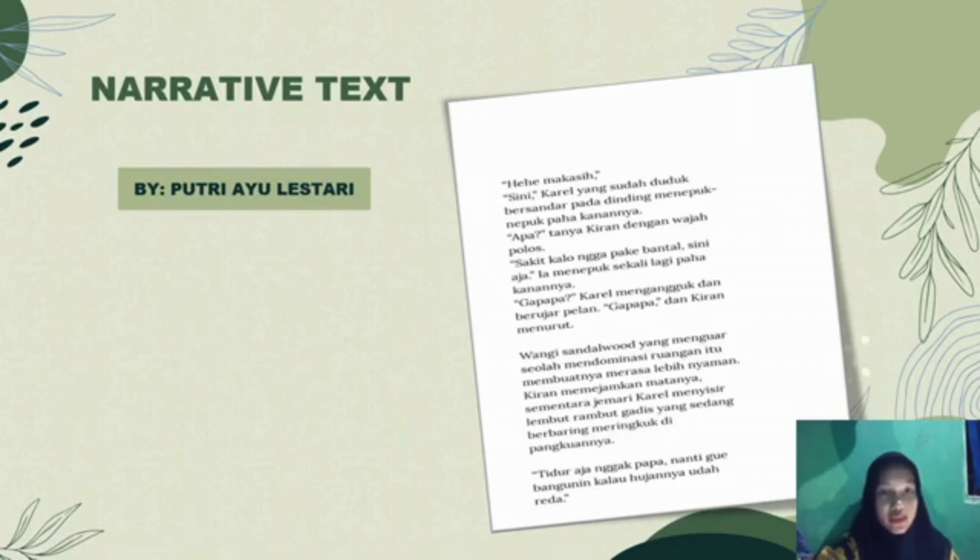Before that, here is an example of narrative text. This is a fictional romance story from Twitter. Usually, fans write it on Twitter. On Twitter, we usually call it AU or Alternate Universe, which is a story written by a fan to bring their idol characters to life according to their wishes.